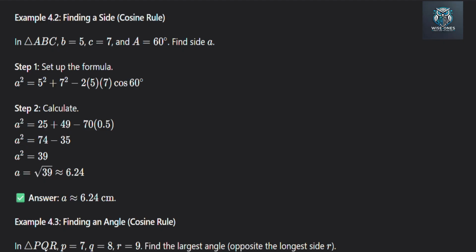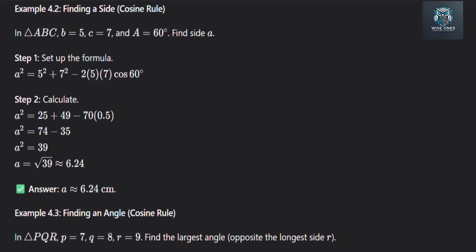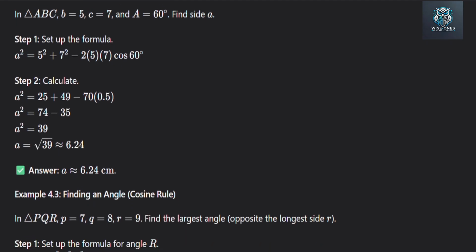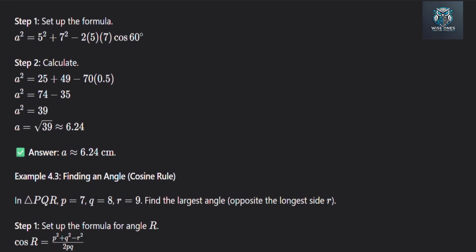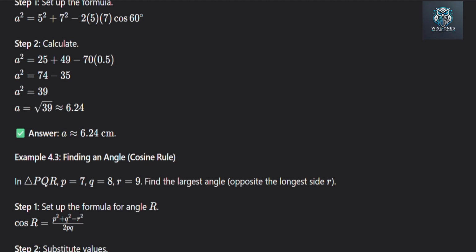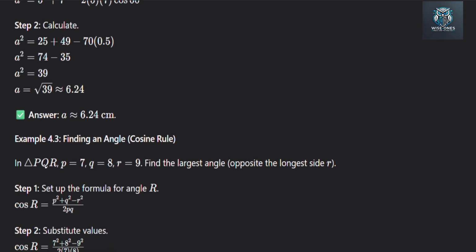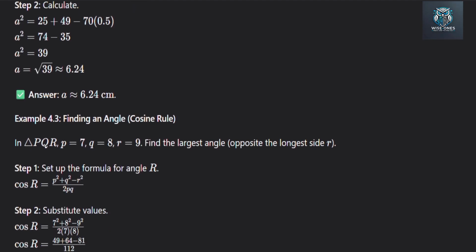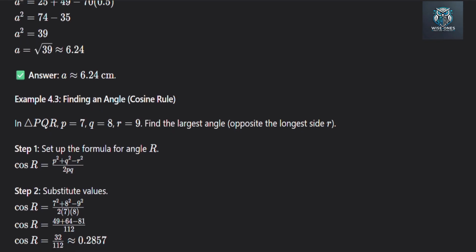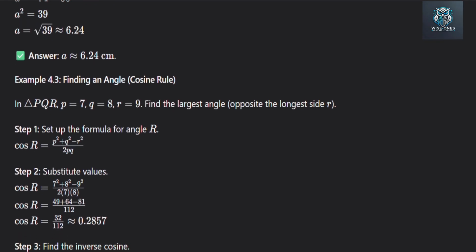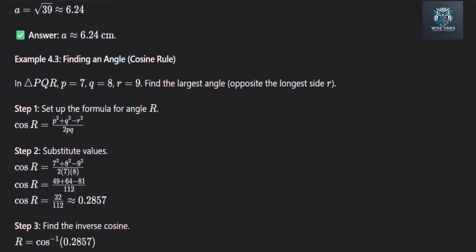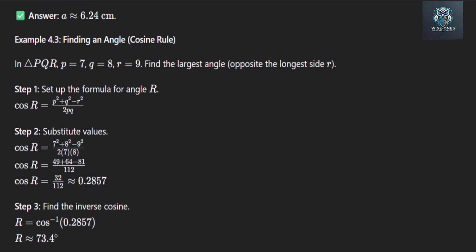5 squared is 25. 7 squared is 49. 2 times 5 times 7 is 70. Cos 60 degrees is 0.5. So 70 times 0.5 is 35. Now put it together. a squared equals 25 plus 49 minus 35. 25 plus 49 is 74. 74 minus 35 is 39. So a squared equals 39.